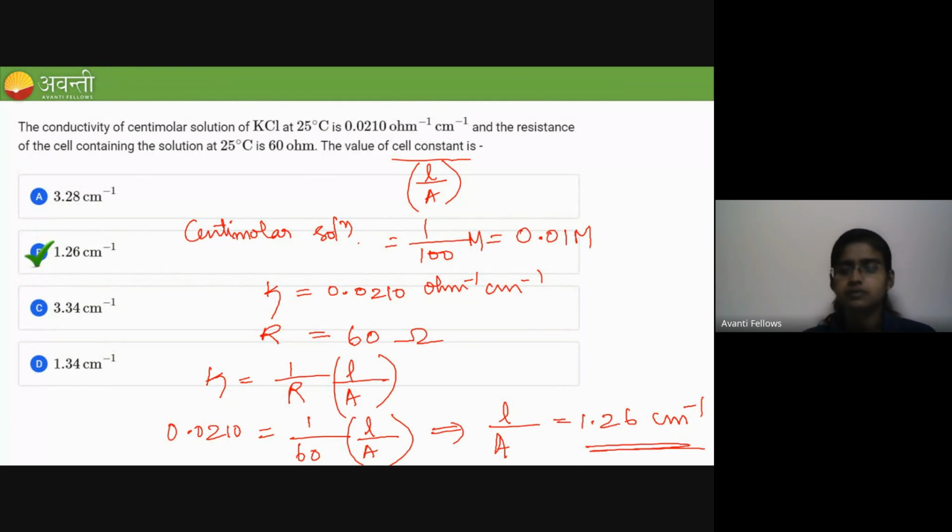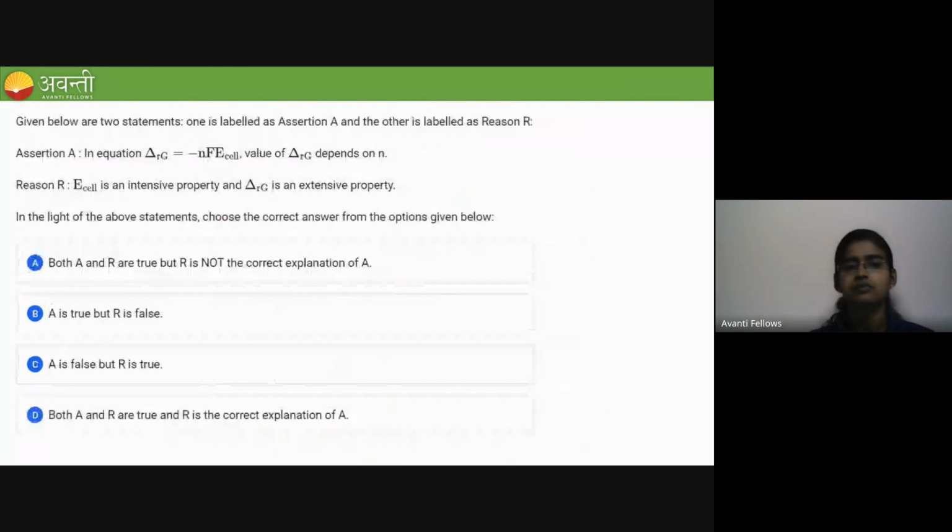Okay. Now we will move on to one more question. So it is an assertion reason type question. So assertion says that in equation delta G is equal to minus nFE cell, the value of delta G depends on n. That is correct. And E cell is an intensive property and delta G is an extensive property.